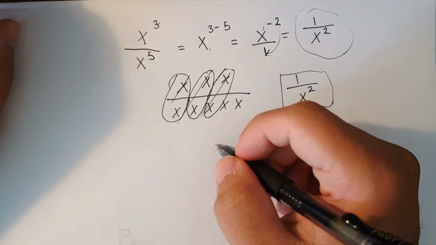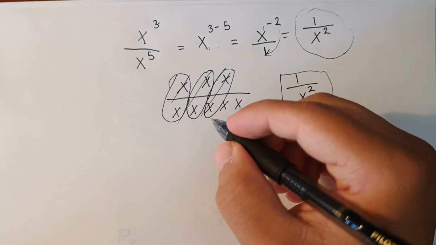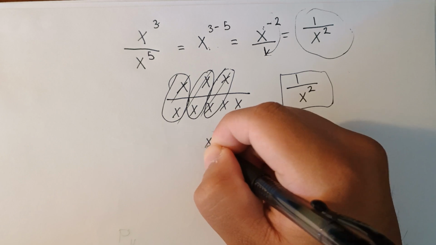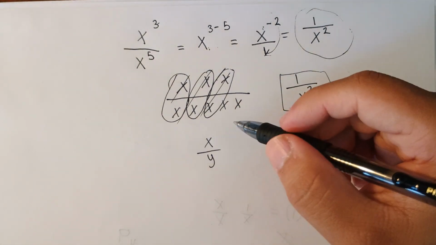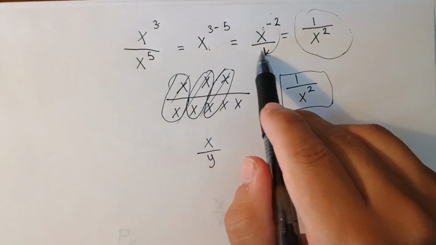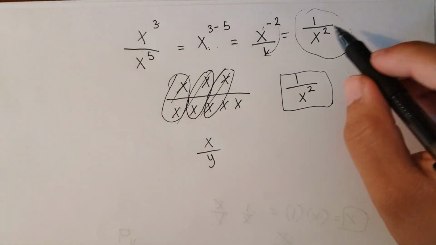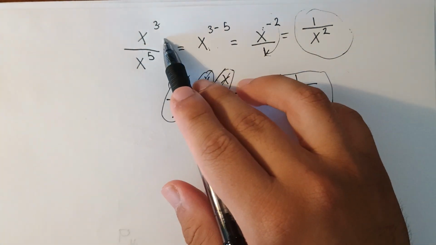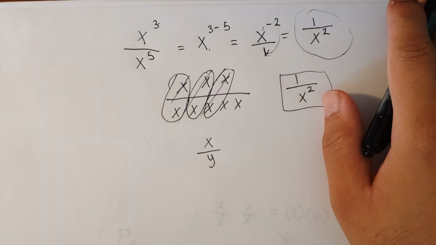And just like multiplication, we can only do this if they have the same base. If they're different bases, you just leave it like that. So if I had x divided by y, there's nothing I can do. Just leave it like that, because you don't know the values of either of them, so you can't do anything. But when they have the same base, you can simplify it, and you get the same answer as you would if you put in the same number here.